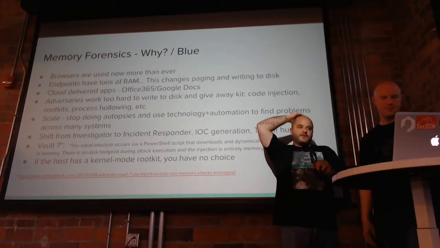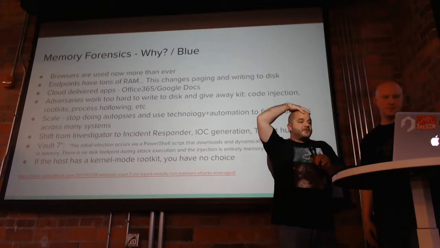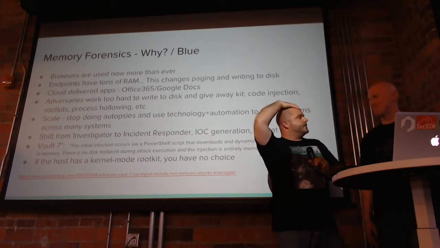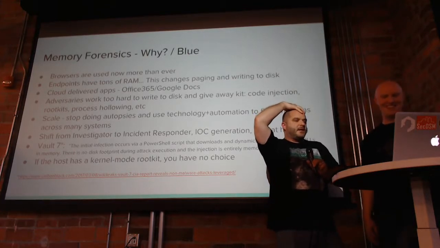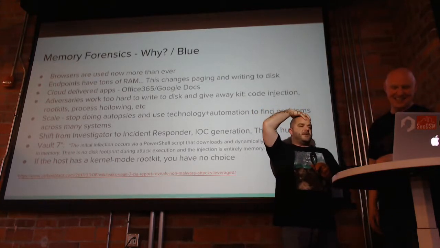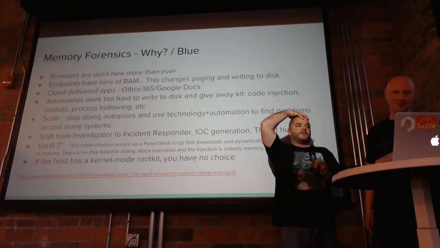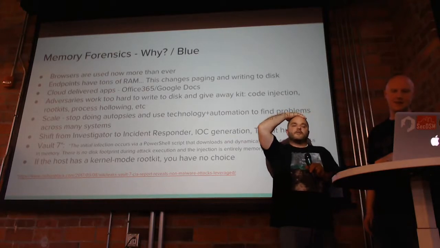In Vault 7, that was the CIA's dump, the initial infection occurs via PowerShell. That's interesting. We should talk more about that, Nate. It puts DLLs in memory, and then there's no disk footprint during the attack. So that's really interesting. We'll talk more about that. And you have no choice. If the host has a kernel mode rootkit, you've got to do this.